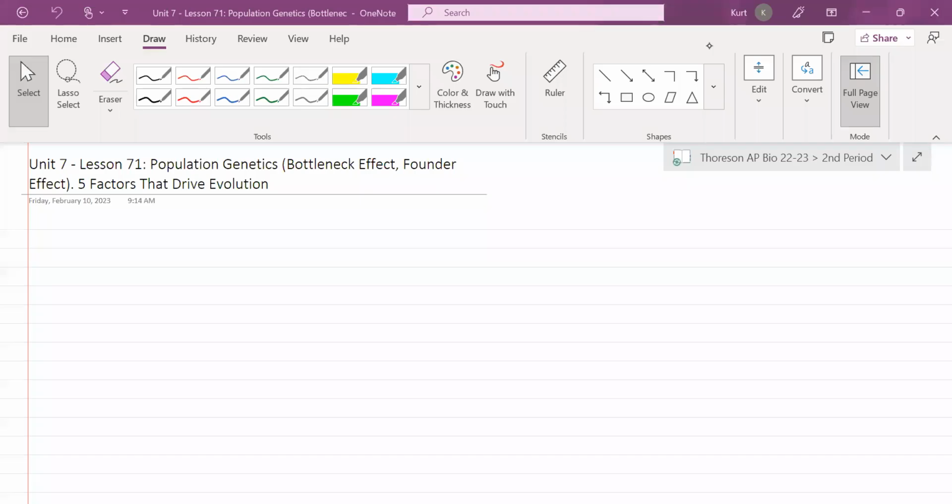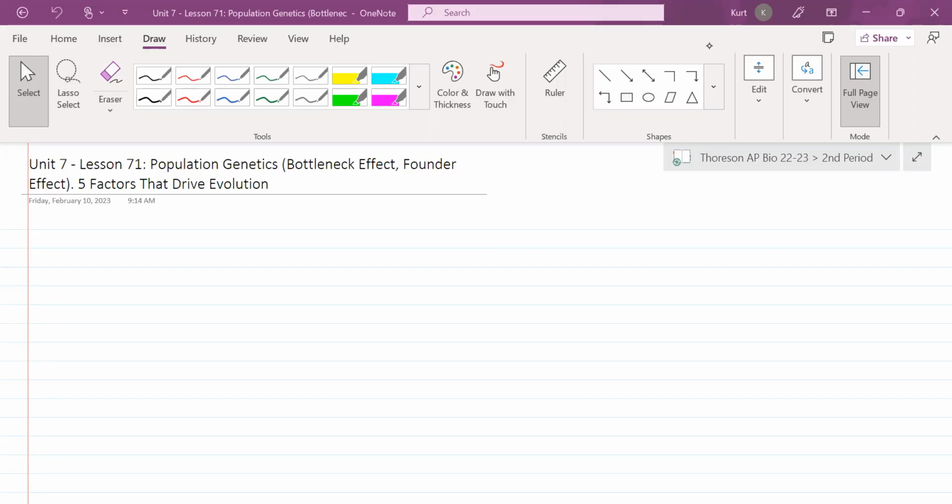Okay. Unit 7, lesson 71. We're going to cover population genetics, which is actually pretty brief. Then we're going to go over the 5 factors that drive evolution. And if we have time, I'll get into what Hardy-Weinberg equilibrium is. And that's going to be on the next few lessons.